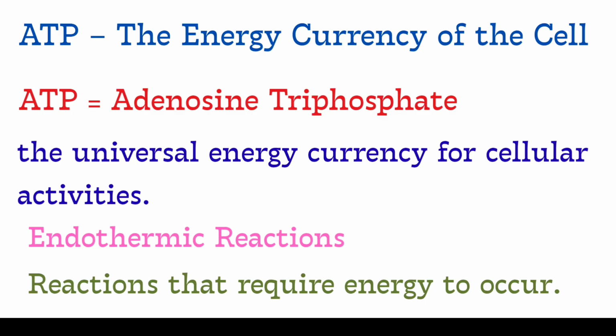Then what are endothermic reactions? Endothermic reactions are processes in the cell that require energy to proceed. For example, during photosynthesis, plants use energy to convert carbon dioxide and water into glucose. Similarly, in our cells, building complex molecules like proteins from amino acids is also an endothermic reaction, and ATP provides the energy for it.